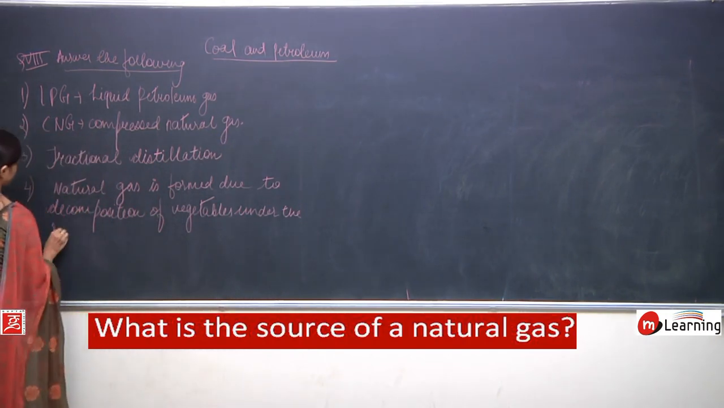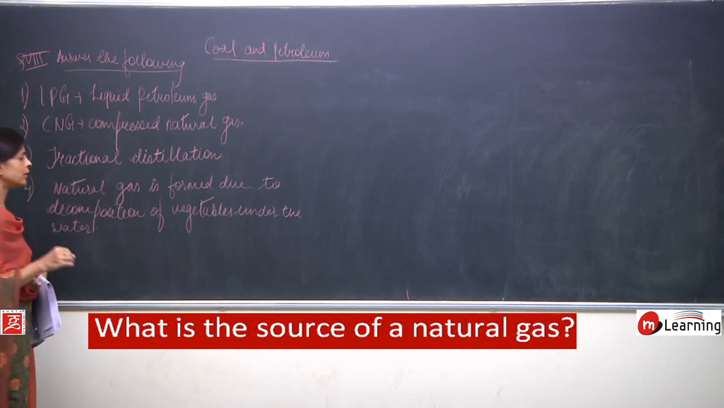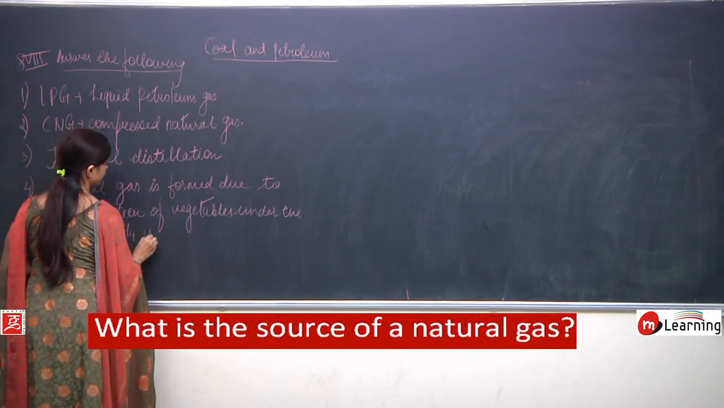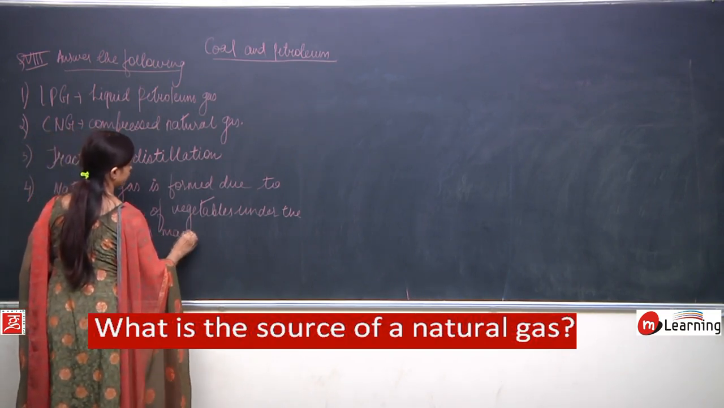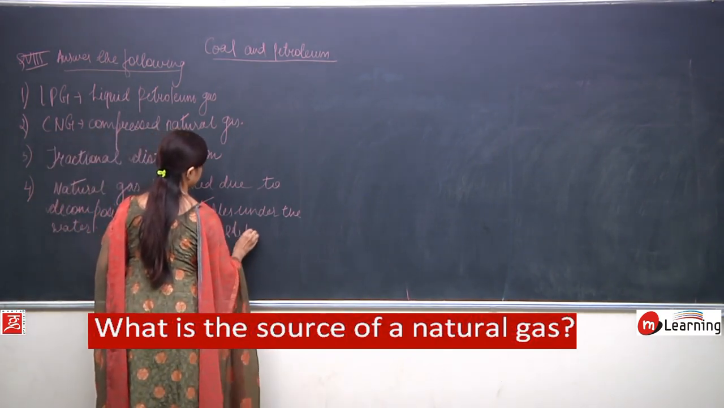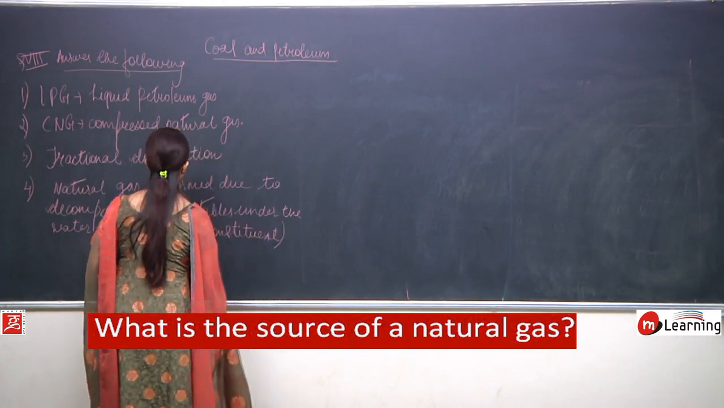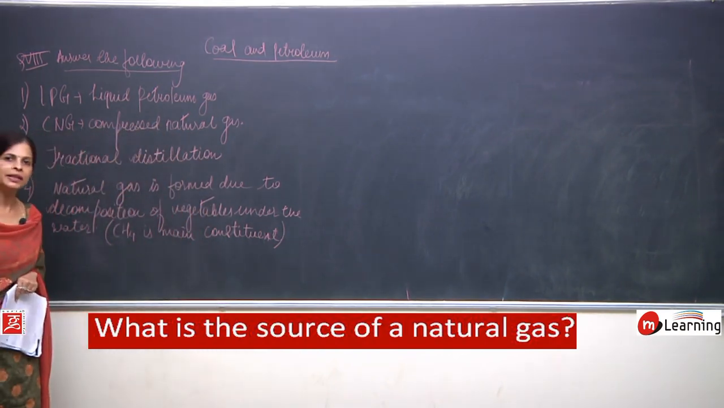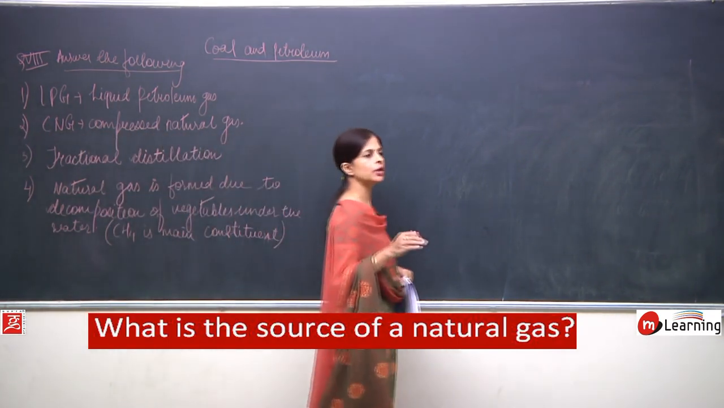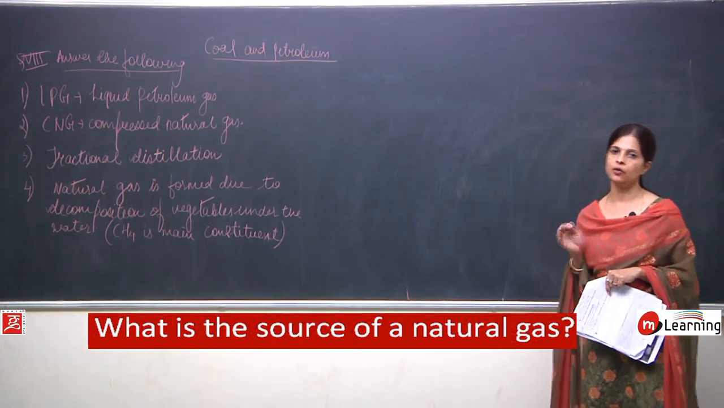Okay, under the water. And what is present mainly, what is there? Methane is the main constituent. So what is the main constituent? Methane is the main constituent. And how is it formed? It is formed due to the decomposition of the vegetation under the water.